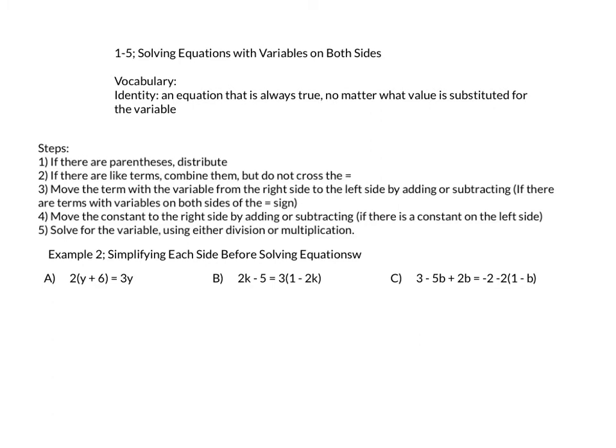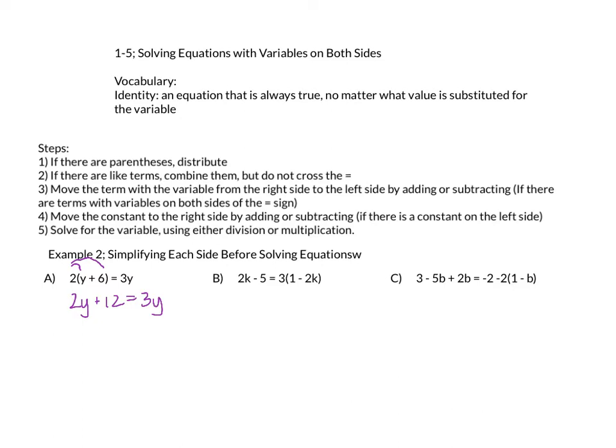Okay, so these ones are from example 2 on page 41. First step, if there are parentheses, distribute. We have parentheses, so we have to multiply the 2 by the y, and then the 2 by the 6. 2 times y is 2y. Plus 2 times 6 is 12, equals 3y. Okay, then the next step says if there are like terms, combine them but do not cross the equal sign. We don't have any of those to take care of.